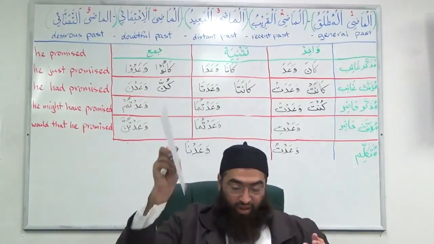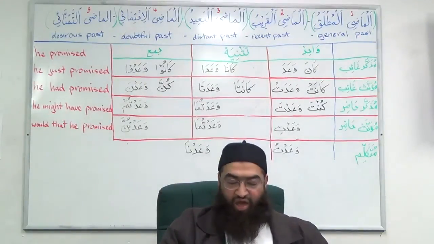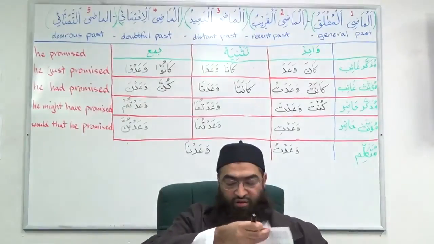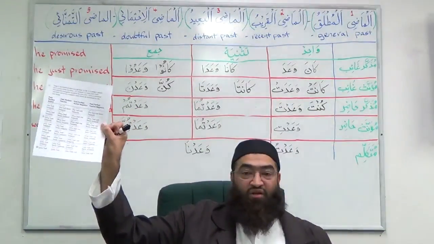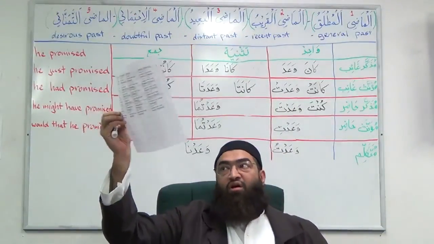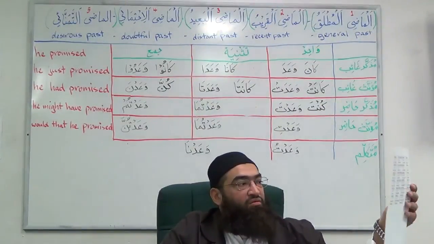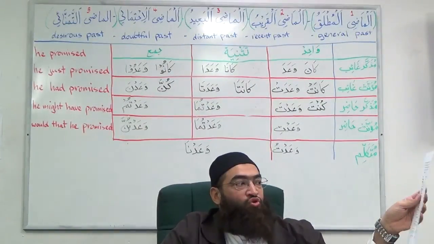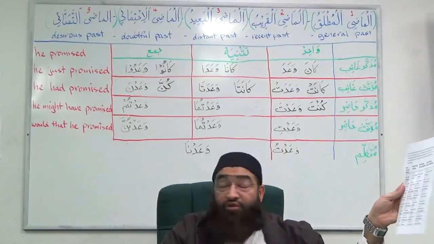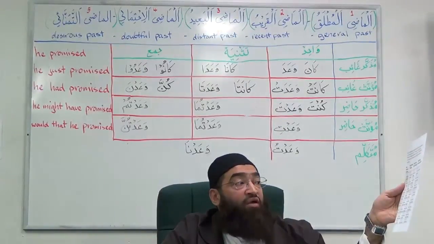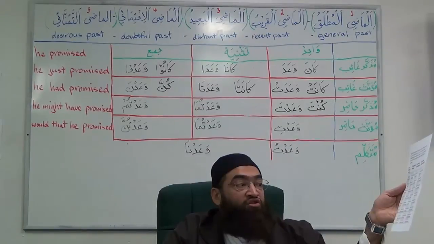So this should help. And then I gave you this sheet last week, and then we never got to it. It has the same thing, but it has the word nasara, to help. So kana nasara, he had helped. Kana nasara, they two had helped. Kanu nasaru, they had helped. Kanat nasarat, she had helped.